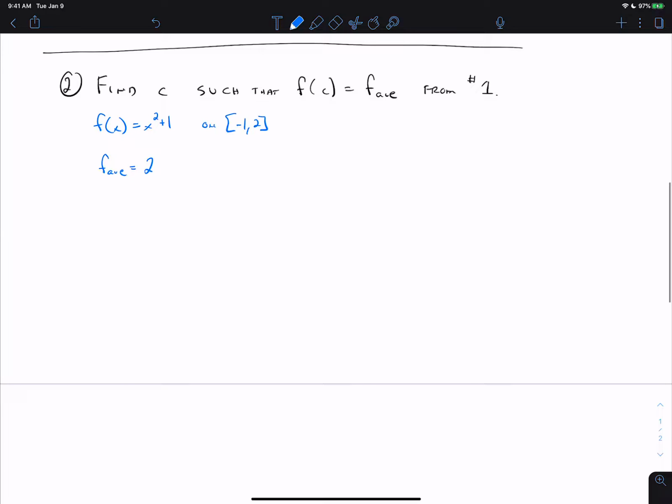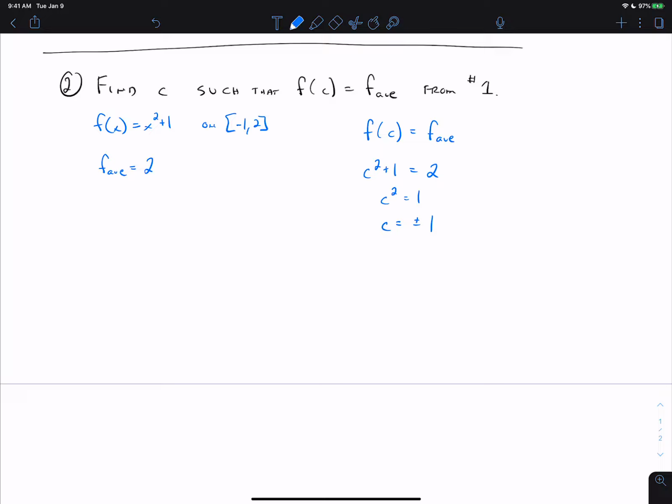Okay, so all we're trying to do is figure out what c you plug into the function that would get you the average value. So we know that f of c is going to equal f average somewhere between -1 and +2. So f of c is c squared plus 1. F average is 2, and the problem is now just to solve for c. So we subtract 1, and we take the square root. So we get c is plus or minus 1.